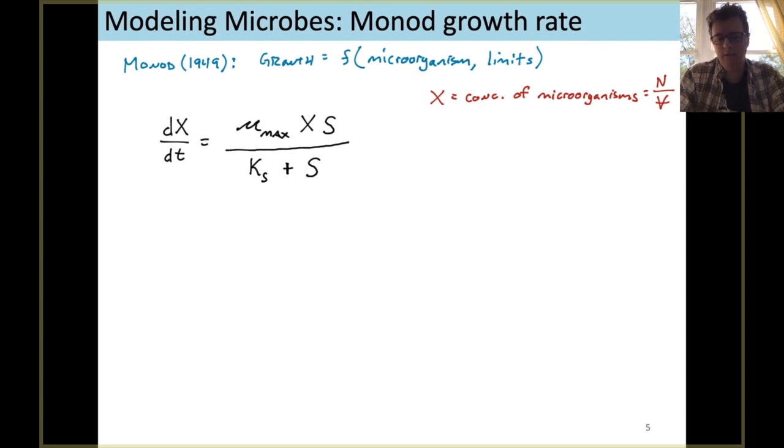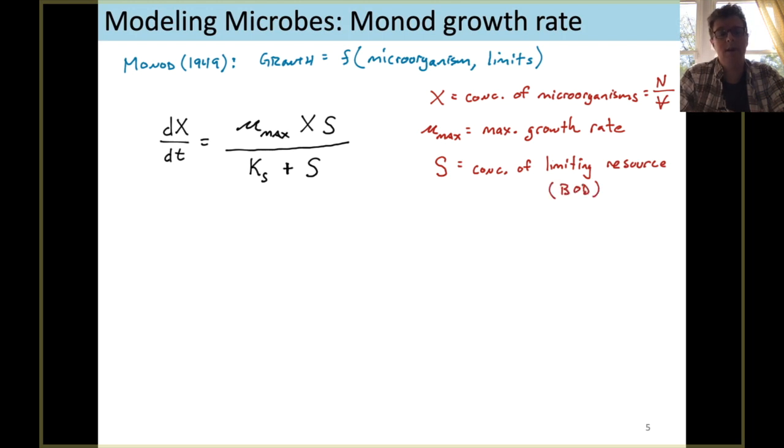It's related to, on the right-hand side, the maximum growth rate for that microorganism, so mu max, multiplied by x, that concentration, multiplied by s, the concentration of a limiting resource. And that s is used here for substrate. And so your textbook uses an S as well. You can think of that as the limiting food source. And in our case, we're thinking about that as biological oxygen demand, which of course is the organic material that we're supplying.